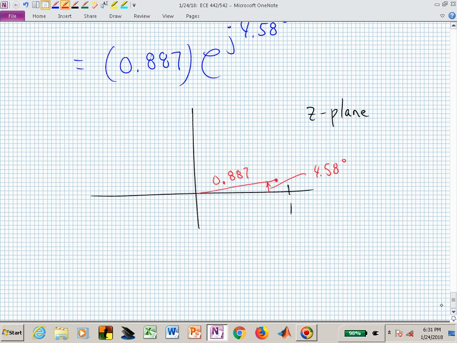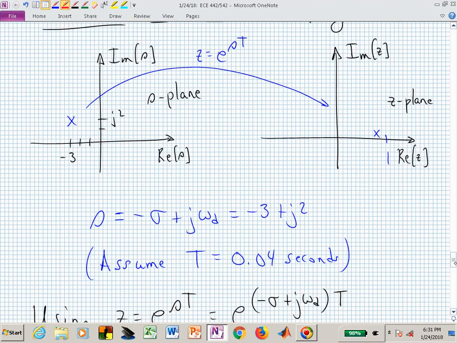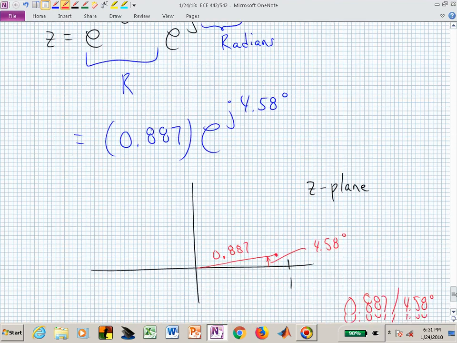So polar form would be 0.887 at an angle of 4.58 degrees. That's fine. What are some observations? When we were over here at minus 3 plus j2 in the S-plane, that mapped over here into another quadrant. It's now inside the unit circle. It has a radial distance away from the origin of 0.887, and it has a little angle to it.